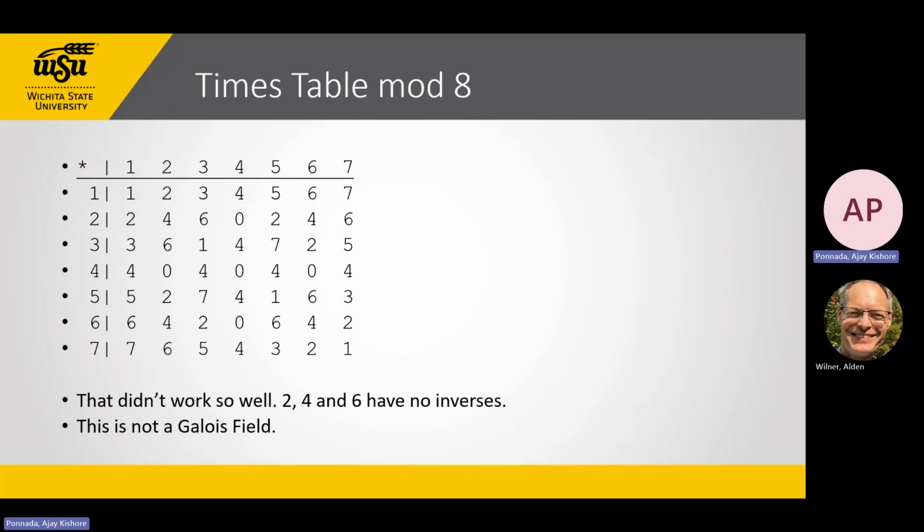So 2, 4, 6, if you see 2, there is no multiplicative inverse. For 4, there is no multiplicative inverse. We have zeros instead of ones. And if we see 6, we have zeros instead of 1. So this is not a Galois field. We do not have 1. So we do not have multiplicative inverse for every number in this table. So we can't use this table.